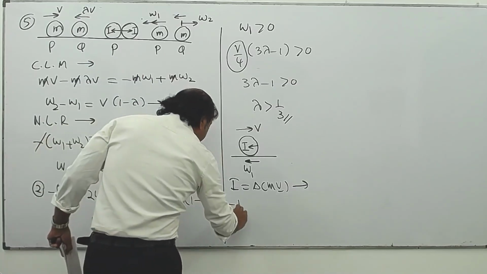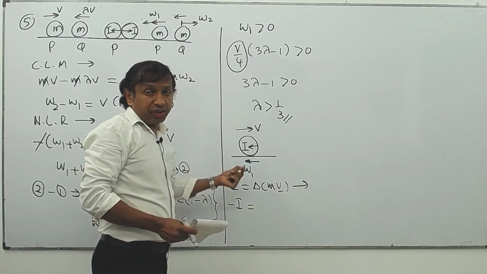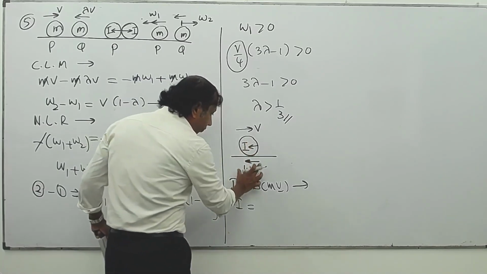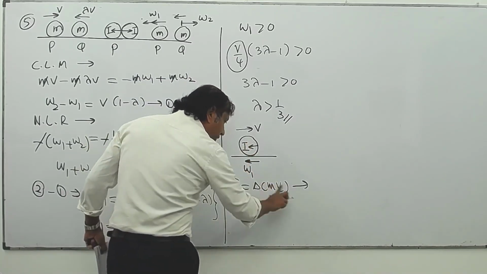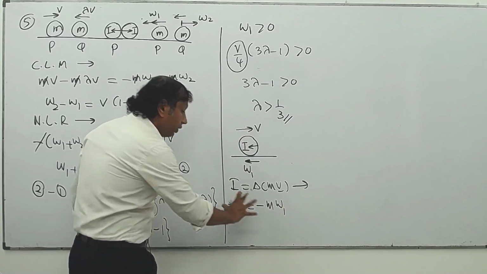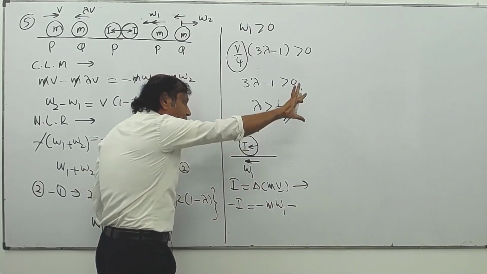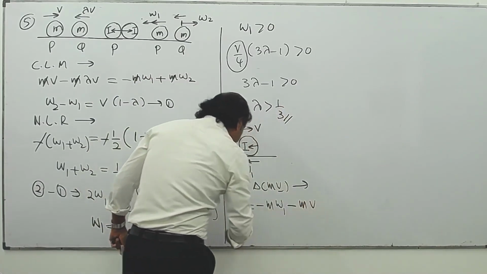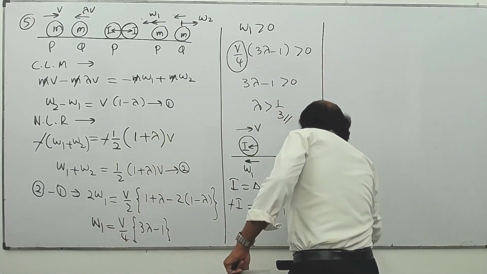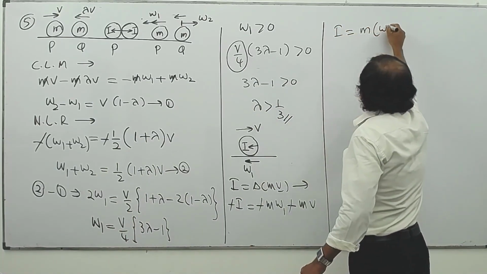Or leftward, whichever, never mind, no? I leftward, so minus I then. Delta mv means what, people? After impact momentum minus before impact momentum. After impact momentum, here W1 leftward, no? We apply I equals delta mv rightward, then minus m W1. This is the momentum after impact, minus momentum before impact. Before impact, it moves this way, mv. Minus signs you can cancel down. Then I equals m times W1 plus v.